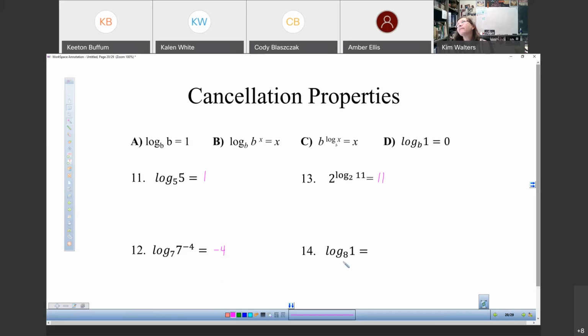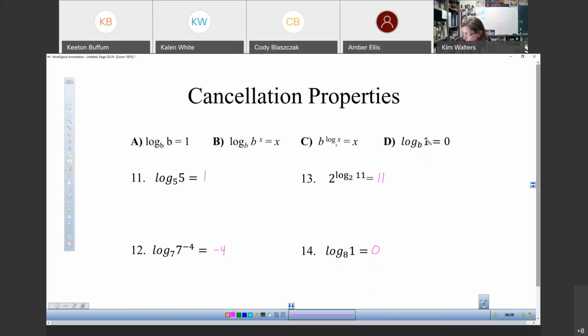And then finally, my very favorite one is that if I have log base anything of 1, that value is always 0. So log base 8 of 1 is 0. Log base 10 of 1 is 0. Log base 5 of 1 is 0. Whatever this base is, the log of 1 is always going to be 0. Why is that? Because 8 to the 0 power is 1. Anything to the 0 power is 1.